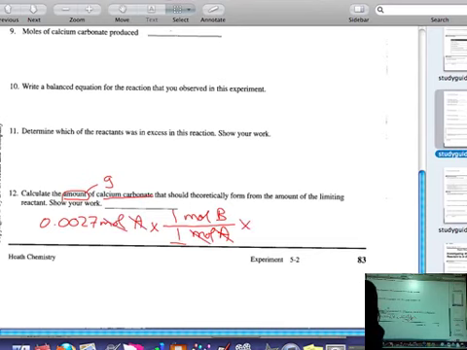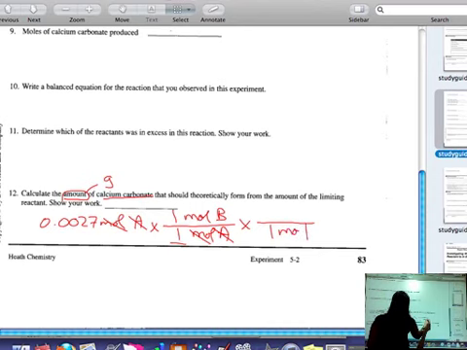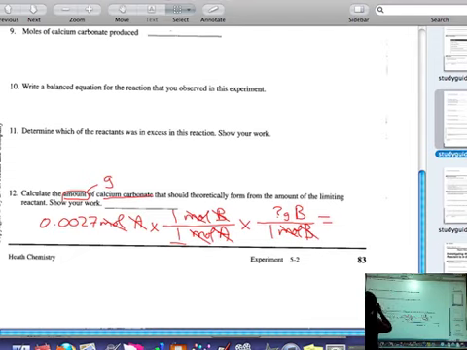Okay, then we want to know how many moles in 1 mole of B, how many grams are in a mole of B. So whatever you guys determine the weight of that to be, then we get moles of B to cancel. And you end up with an answer that's 0.0027 times the molar mass, the grams of B, which is going to be calcium carbonate, because that's what they're asking us, right? They're asking us to calculate the amount of calcium carbonate.